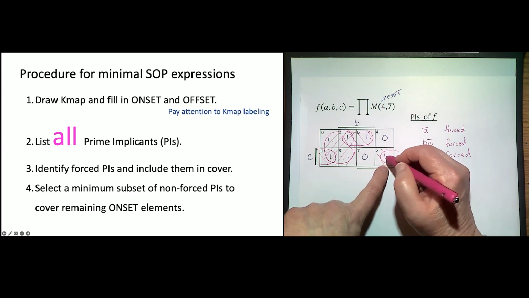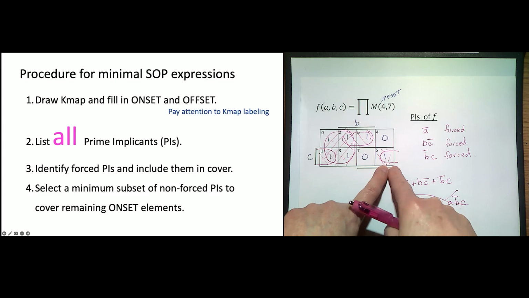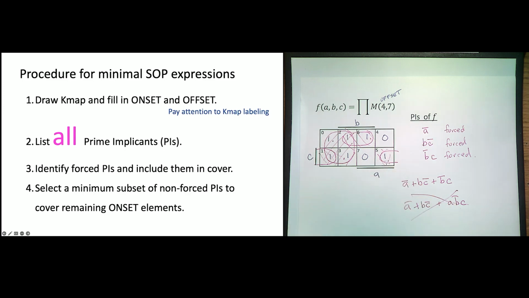This is why you never want to include something that's not prime, because you could replace that product term with the one that it's in, and you would decrease the number of literals. So if you're using an implicant that's not prime, you do not have a minimal sum of products. It can be improved. Okay? All right. Trying to remember which one's the next one, but okay.